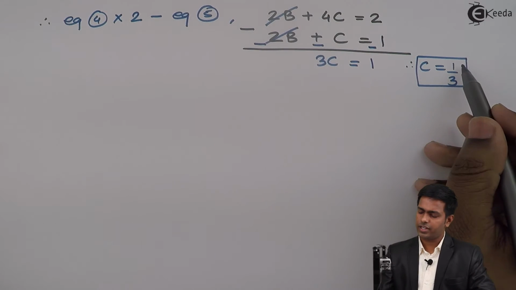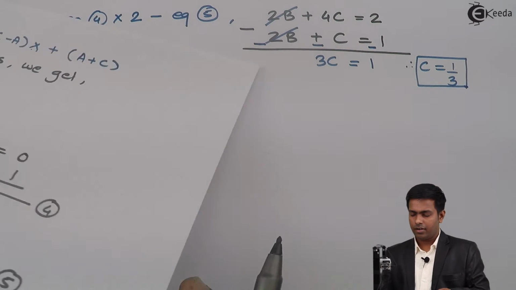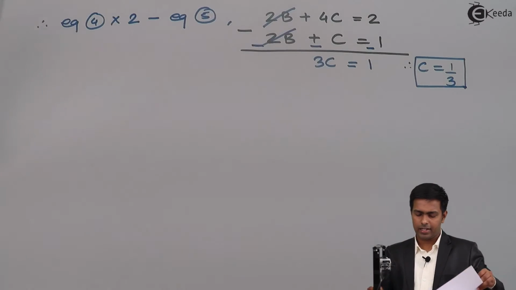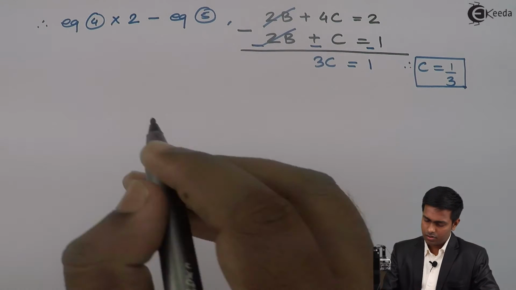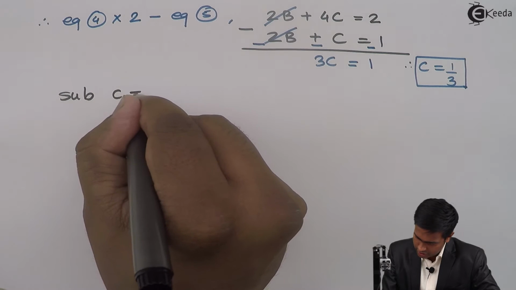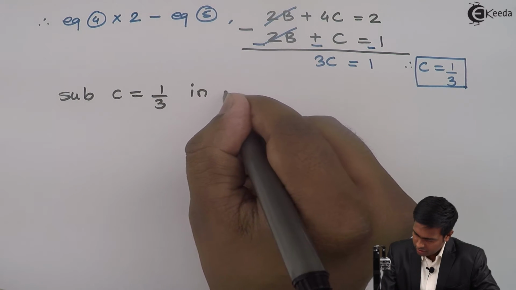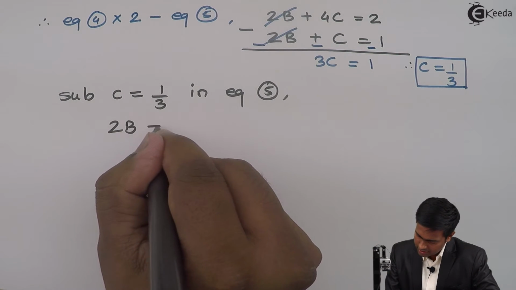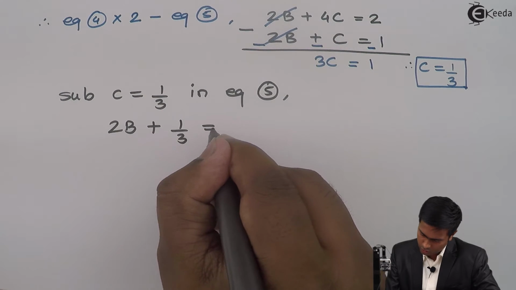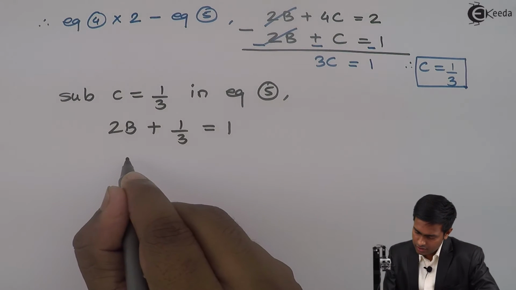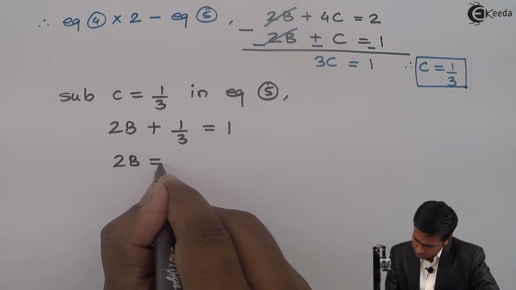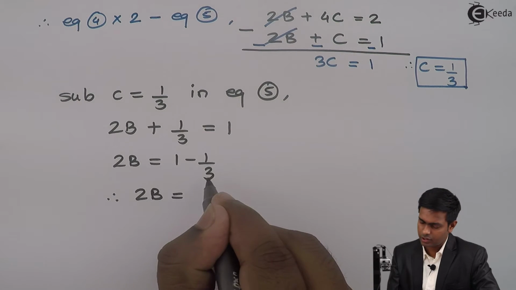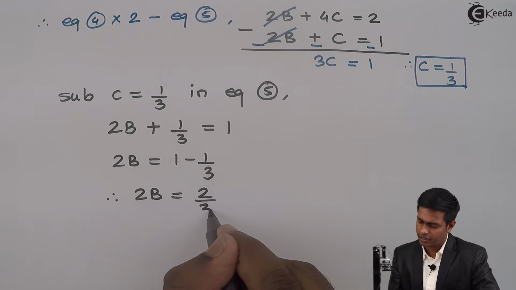Now we will substitute this value of C, that is 1 upon 3, in equation number 5 to get the value of B. So substituting C equal to 1 by 3 in equation number 5, we will get 2B plus C, C is 1 upon 3, is equal to 1. So this will give us 2B equal to 1 minus 1 upon 3. Therefore 2B is equal to, this will become 3 minus 1, that is 2 by 3.